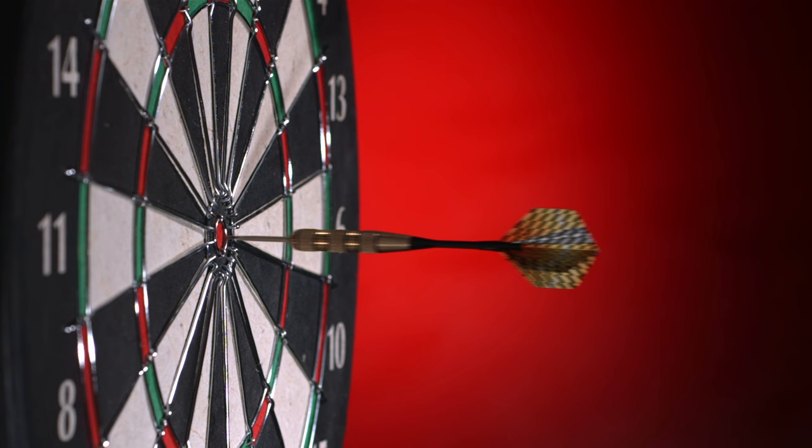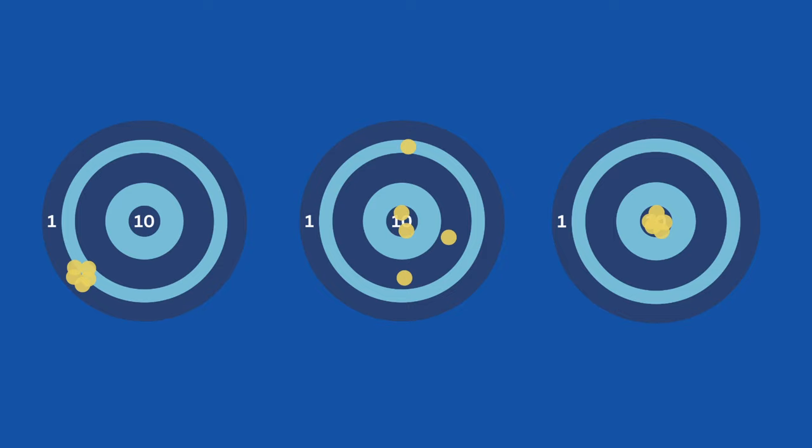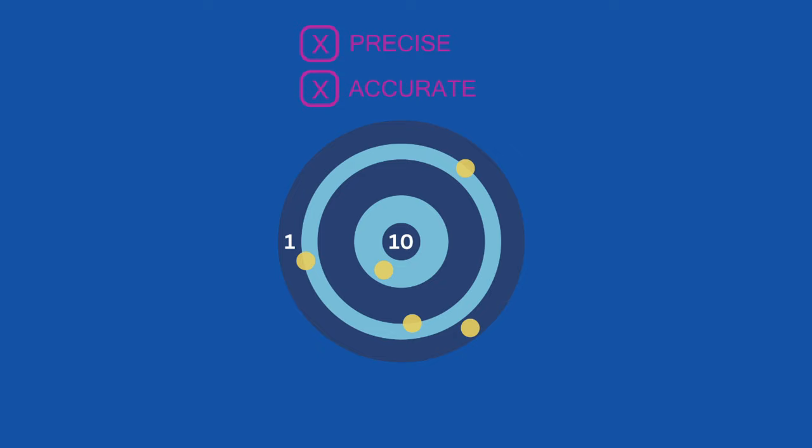This dart game helps us understand accuracy and precision are related but distinct concepts. You can have a situation where shots are precise but not accurate, clustered but away from the target center; accurate but not precise, spread out but centered on the target; both accurate and precise, clustered around the center; or neither accurate nor precise, spread out randomly.